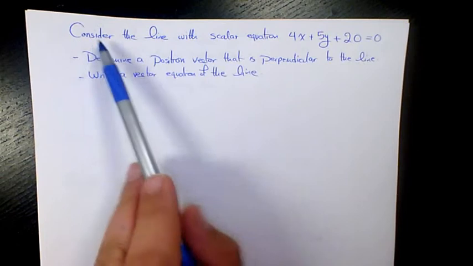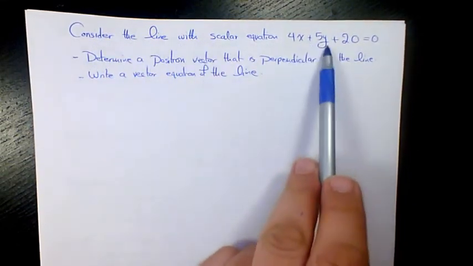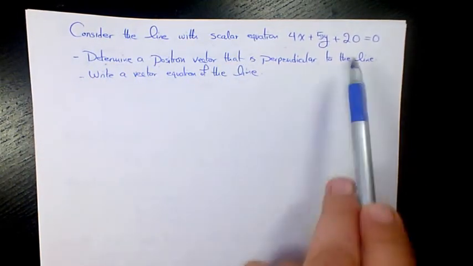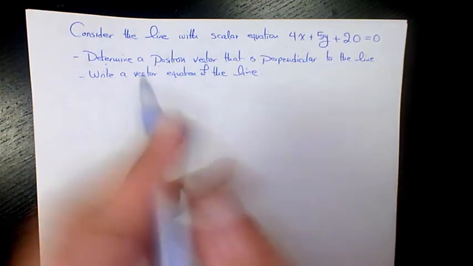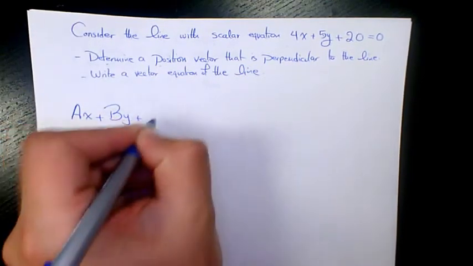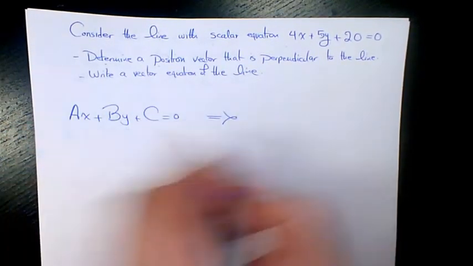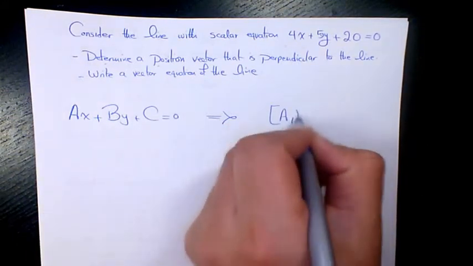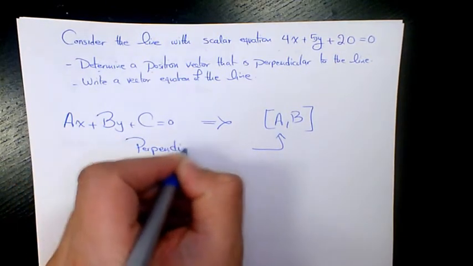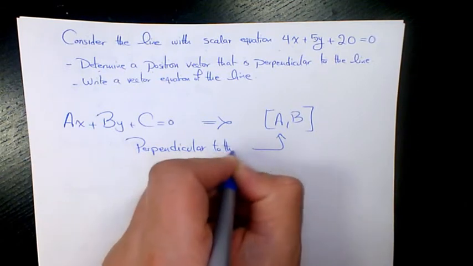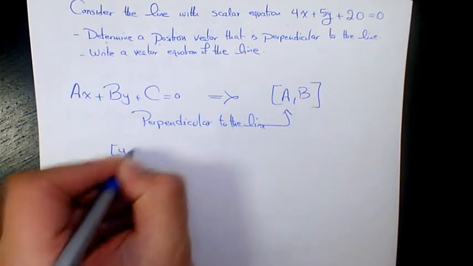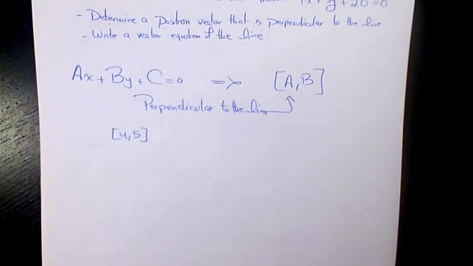In this example, it says consider the line with scalar equation 4x plus 5y plus 20 equals 0. It says determine the position vector that is perpendicular to this line. First of all, whenever we have an equation in terms of scalar equation, the normal vector is going to be AB. It means that AB is perpendicular to the line. So for this example, 4 and 5 is perpendicular to the line.